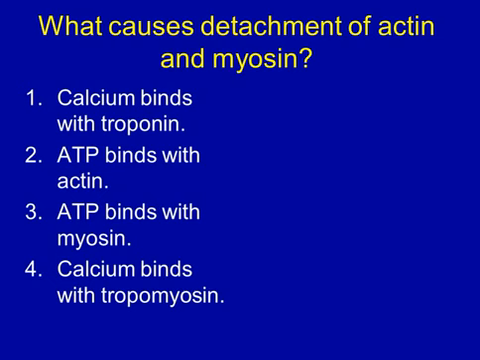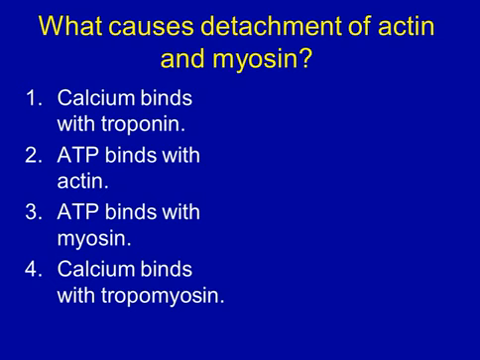Okay, so what causes detachment? I think maybe I beat this one to death. Oops. So what causes detachment of the actin and the myosin? So how about number one? Calcium binds with troponin. Does that cause detachment? No. What's that cause? That causes part of the binding, exactly. So we know number one's wrong. How about number two? ATP binds with actin. Don't be tricked. What's wrong with this question? ATP doesn't bind to actin, right? So number two is wrong.